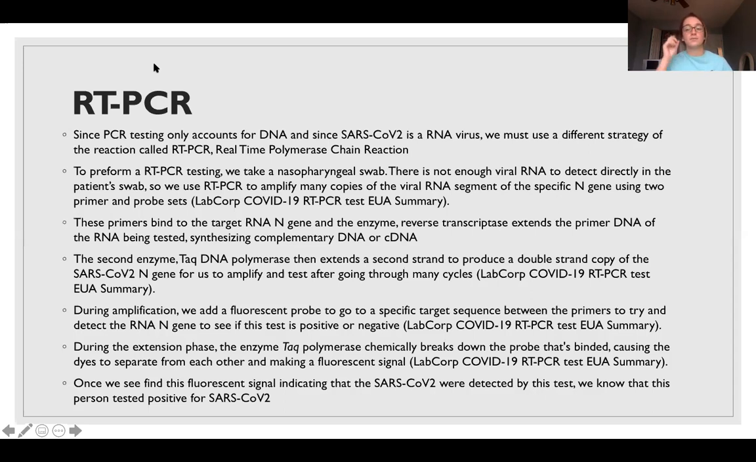So when we see this fluorescent signal, we can see that these primers and the RNA gene were detected to be bound, and they make a neon little line from the fluorescent probe, and that's how we can detect that SARS-CoV in this test, and we know this person has tested positive for SARS-CoV-2.